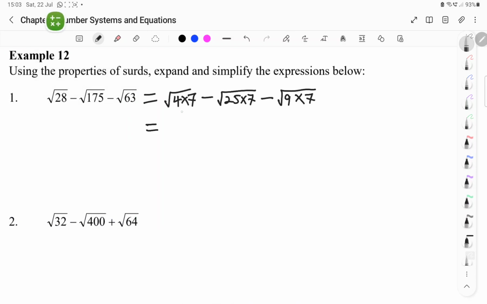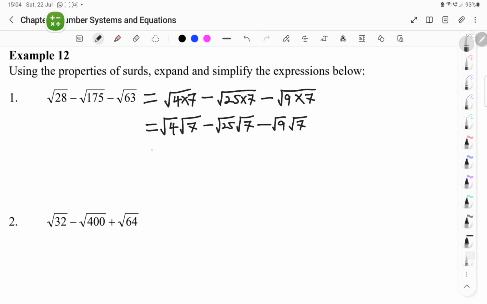Now what we have here is the multiplication of each number. In each surd, if it's multiply, we can separate the square root. So we have square root 4 times square root 7, minus square root 25 times square root 7, minus square root 9 times square root 7. Now we have this, but not yet. We have to solve the perfect square in front first. What does it mean by perfect square? Perfect squares are the numbers that can be square rooted nicely.